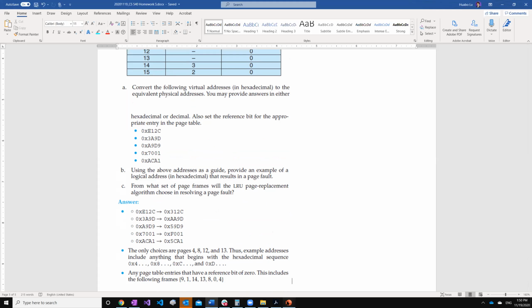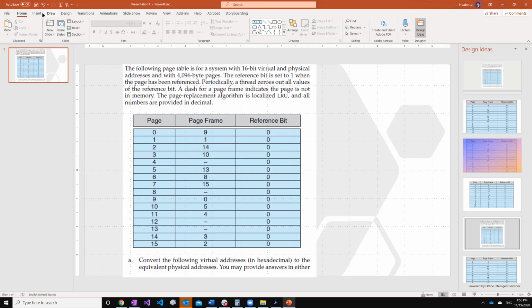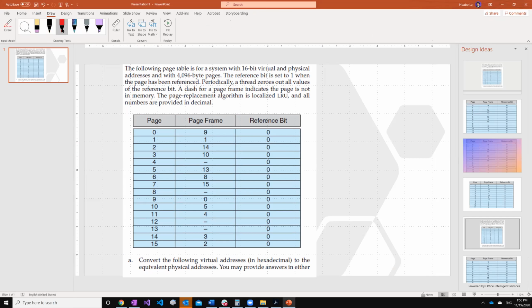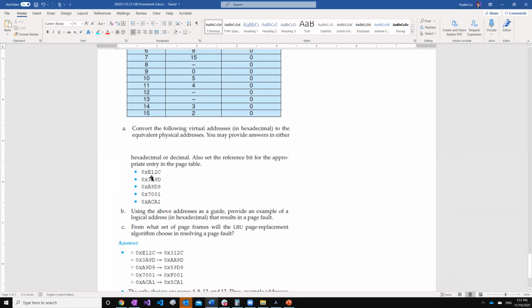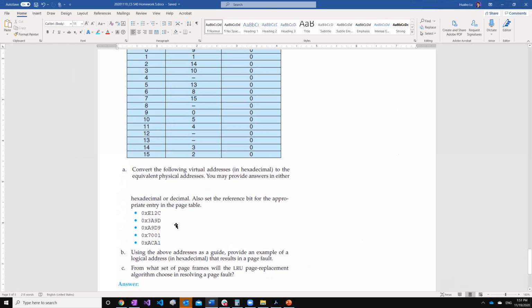Also, since I need to maintain this reference bit table, I need to draw something and grab my pen. Which one did we just access? This one we just accessed, so mark it as 1. And to the next one, 3A9D, 3A9D. Then you quickly do the math.